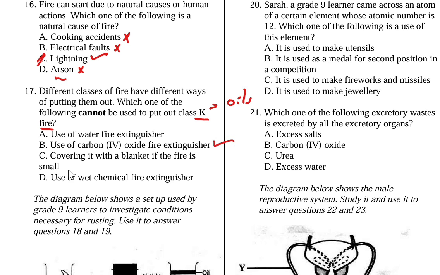We can cover it with a blanket, that is true. You can use even wet chemical fire extinguisher to put off and control the fire. What about using water fire extinguisher? This one is very dangerous, and the reason is because water spreads burning oil and therefore cannot be used, and therefore the answer is A.